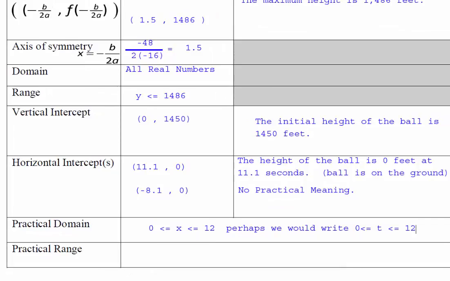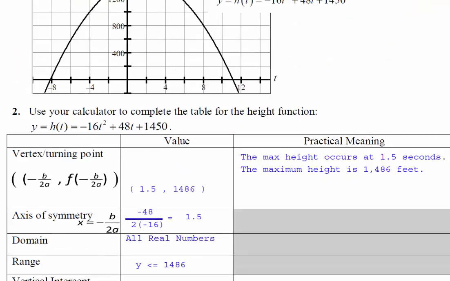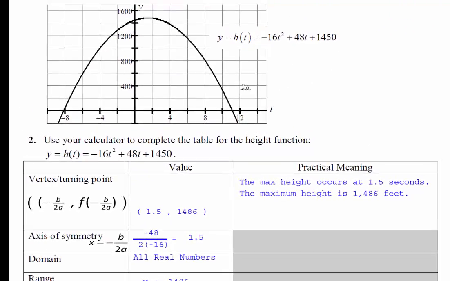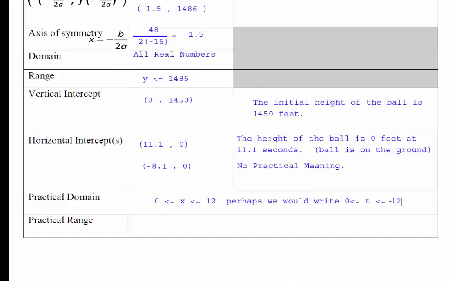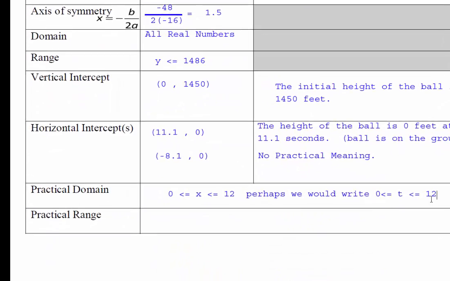Okay, I know most of the graphs we deal with have x for the horizontal axis and y for the vertical. In this case, they use t for time. So a better answer would probably be t is between 0 and 12.